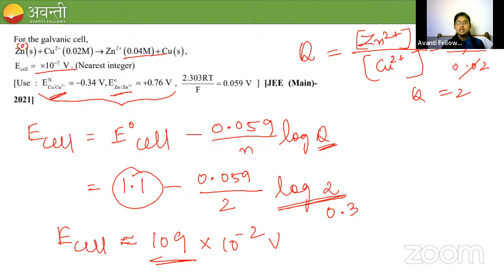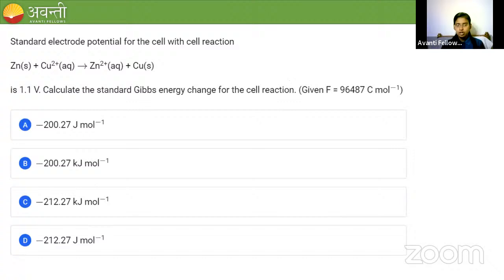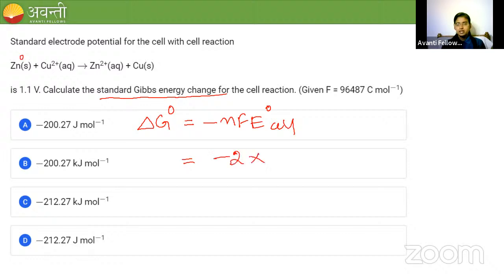Okay, the next question: the standard electrode potential for the cell with the same reaction is given as 1.1 volt. Calculate the standard Gibbs energy change for the cell reaction. So here we are asked to find the delta G naught value. What is the formula? Delta G naught is equal to minus nFE naught cell. What is the n value here? The number of electrons lost is 0 to 2, so it is minus 2 into Faraday. Faraday's constant is given as 96,487. Approximately you can keep it as 96,500.